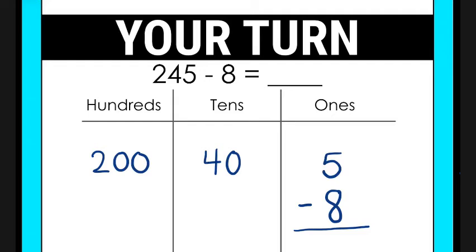So we need to go over to the tens place and borrow a 10. So instead of having 4 tens, I'm only going to have 3 tens now. And the 10 that I borrowed from this 40 is going to come over into my ones place. So instead of just having 5 ones, now I'm going to have 15 ones. So now I need to solve the problem 15 minus 8. Go ahead and do that subtraction problem and write the difference down on the bottom.